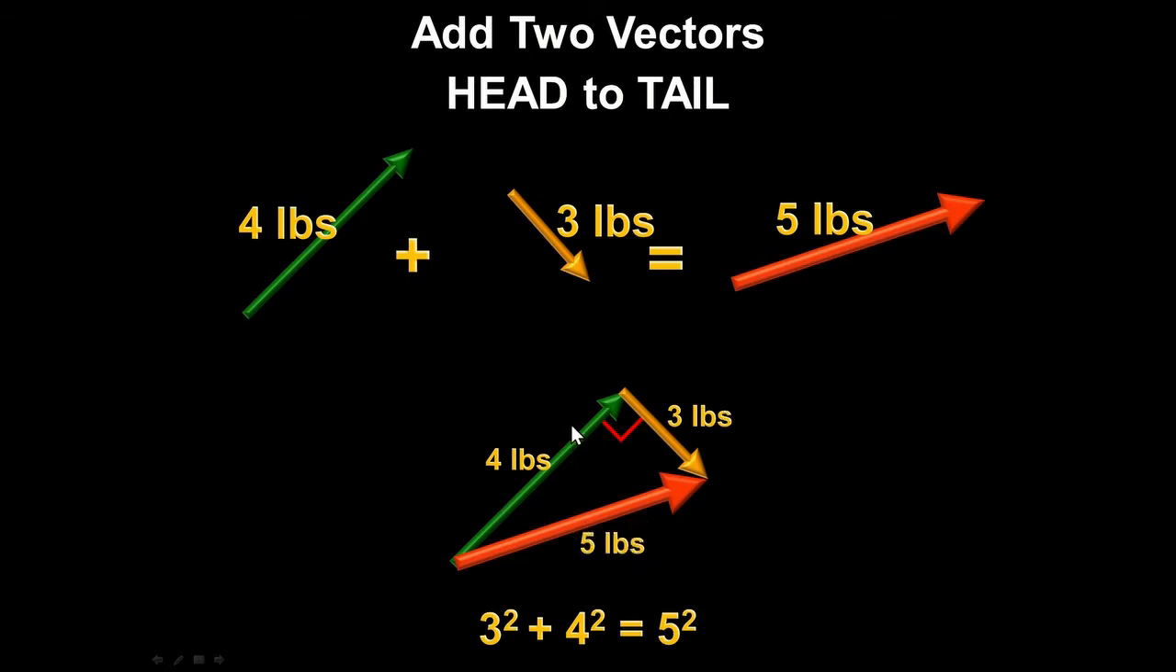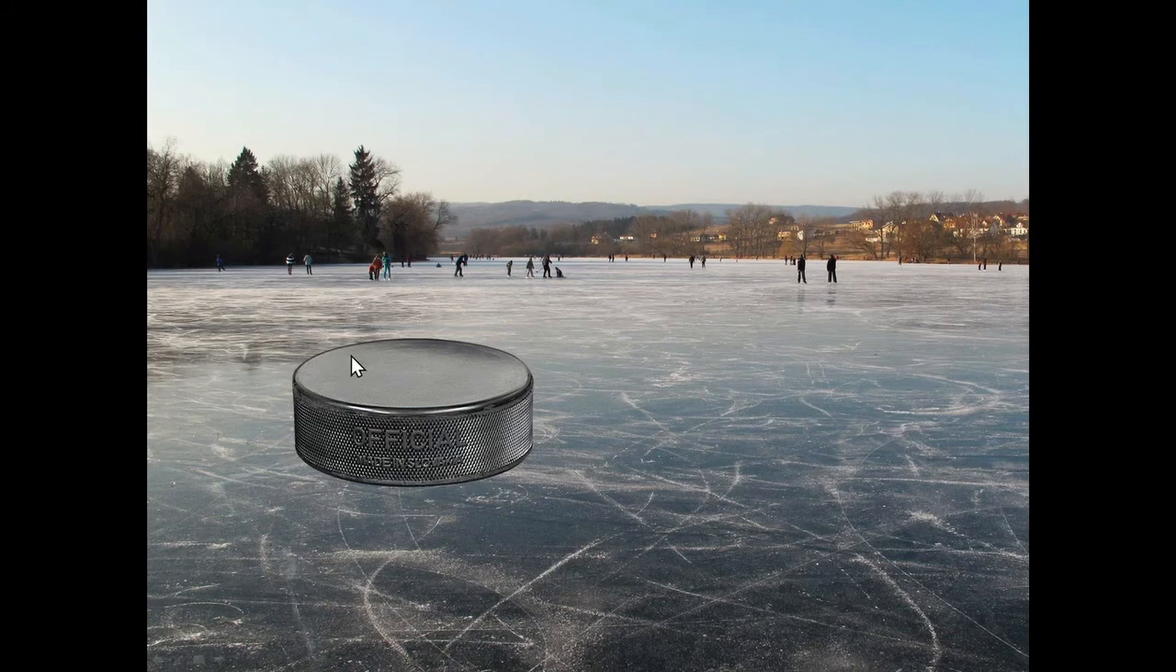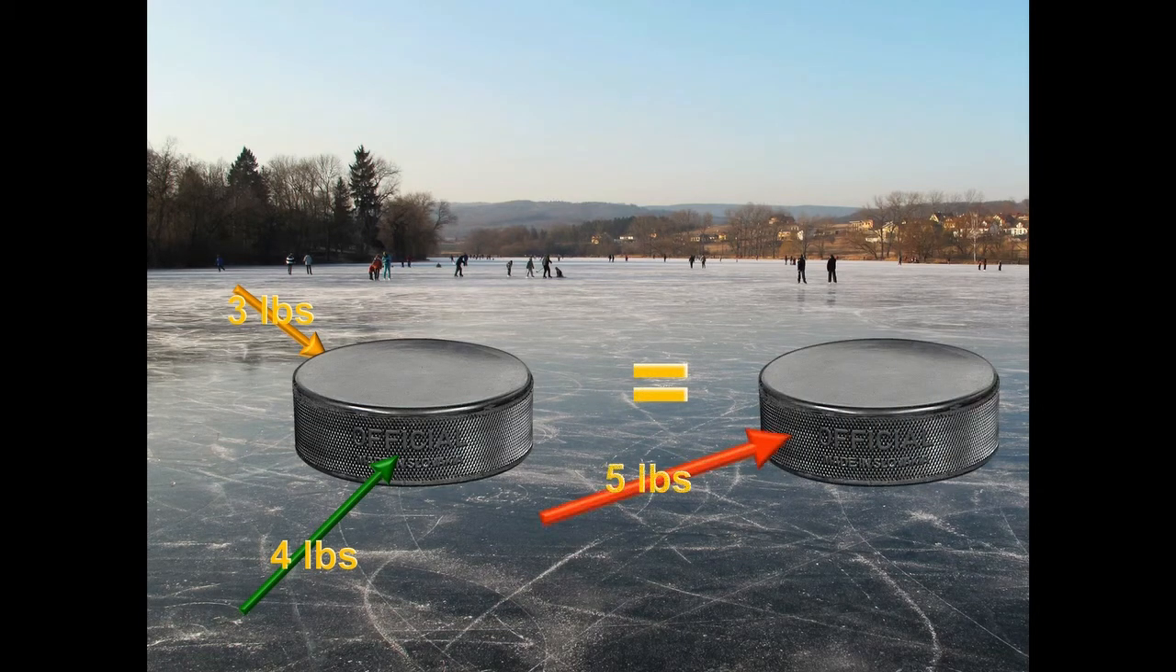Now, what does that mean? Does that really have any physical reality? If I had 4 pounds there and 3 pounds there, that's the same as 5 pounds there? Well, think of like a hockey puck on a lake, and 2 different people hit that hockey puck at the same time. One person hit it with 4 pounds of force that way. Another person hit it with 3 pounds of force that way. That would be identical. It would be equal to as if one person had hit that hockey puck with 5 pounds of force in that direction.